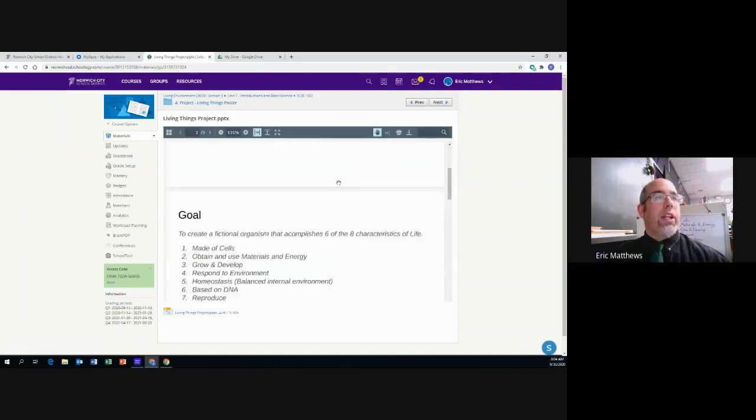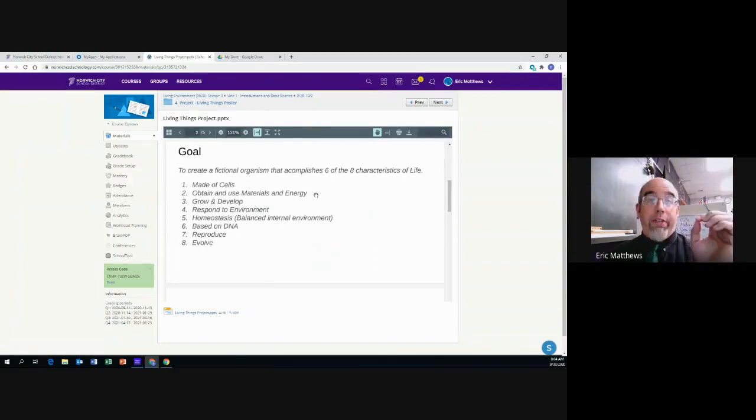So, in this project, the goal is for you to create a fictional organism, your own creation, that accomplishes 6 of the 8 characteristics of life. Here are all 8 listed. You get to choose what 6 you want your organism to be able to successfully do.